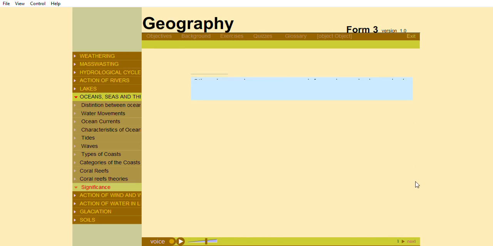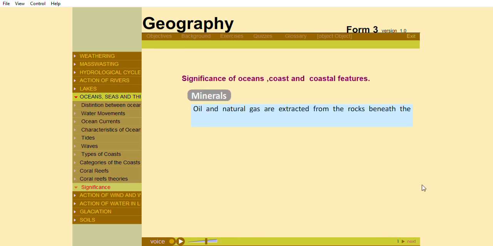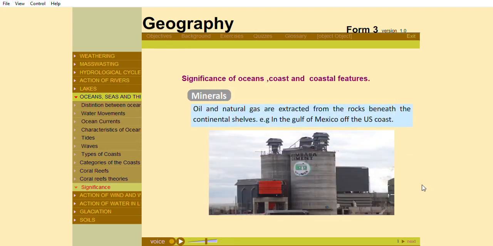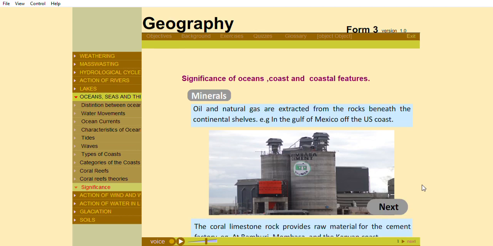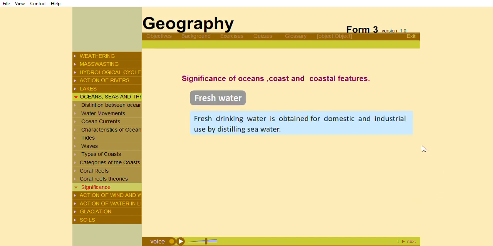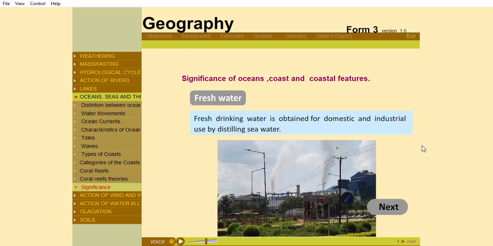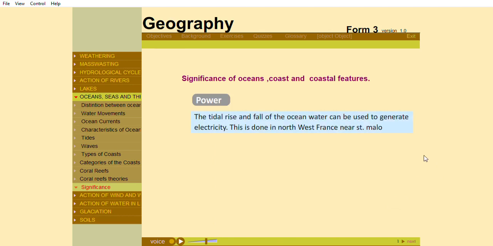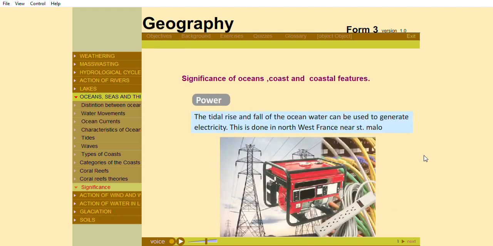Minerals. Oil and natural gas are extracted from the rocks beneath the continental shelves, for example, in the Gulf of Mexico off the U.S. coast. The coral limestone rock provides raw material for the cement factory, for instance, Bamburi in Mombasa at the Kenyan coast. Fresh water. Fresh drinking water is obtained for domestic and industrial use by distilling seawater. Power. The tidal rise and fall of the ocean water can be used to generate electricity. This is done in northwest France near Saint-Malo.